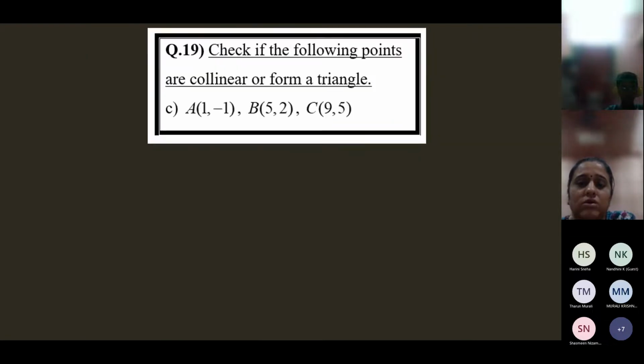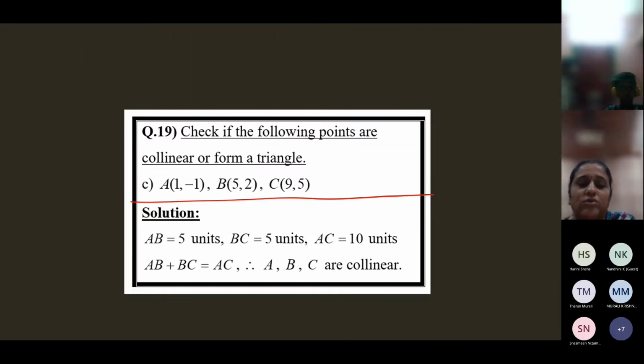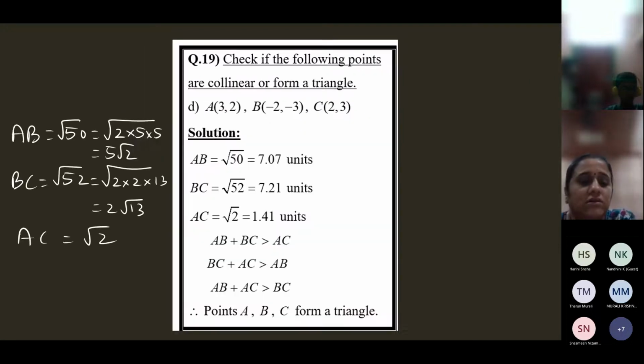Now, this is where you get integers like 5, 5, and 10. So easy. 5 plus 5 is equal to 10. Now here, one is 5 root 2, the other is 2 root 13, and another is root 2. So it's not possible to add. 5 root 2 and root 2 are like surds, but this is 2 root 13. How will you compare?